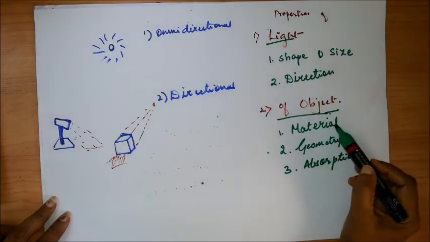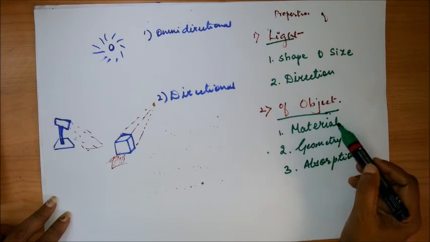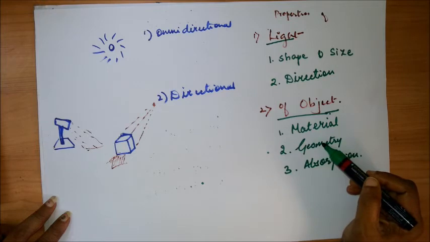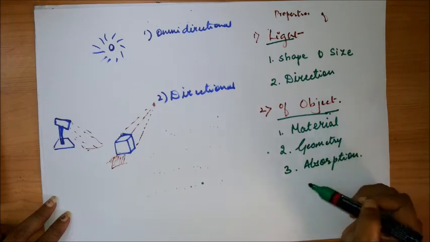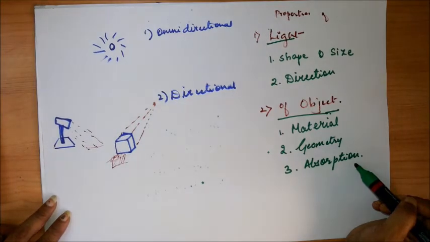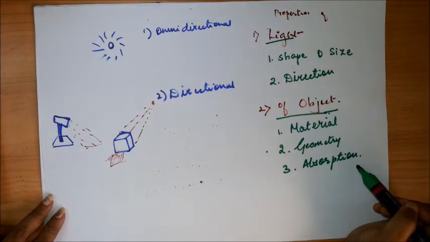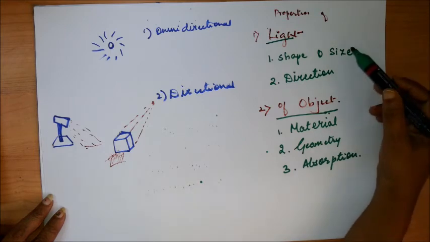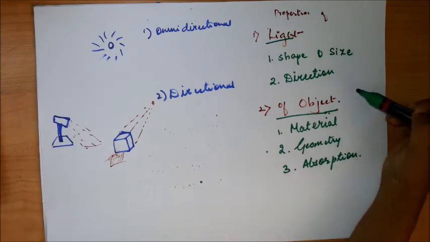The important properties are the material, whether it is an opaque, transparent, or translucent material, plus the geometry of the object, whether it is spherical or cubical or any other shape, and the amount of light it absorbs. That depends on the color. It will decide the color of the object. So these are very important that we need to set during scene creation in CG.